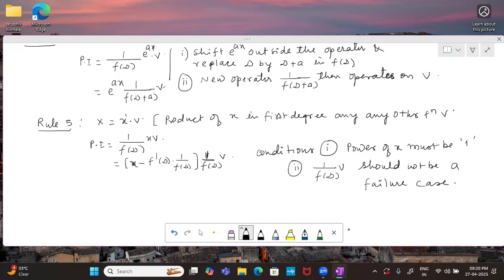Clear to all of you? Understood the methods? Yes, sir. You will get a clear idea about these rules when we solve the examples.